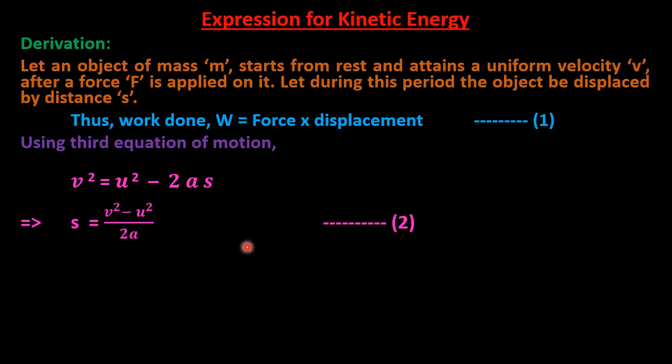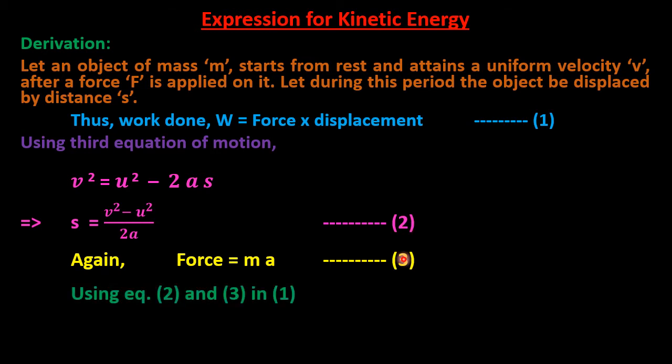Now the force, by definition, is mass into acceleration. Let this be equation number 3. Now we have to replace the force and displacement by the expressions from equations 2 and 3. Using equations 2 and 3 in 1, replacing the value of force and displacement, we get work done equals force, meaning mass into acceleration from equation number 3, into displacement, meaning v square minus u square by 2a, which is from equation number 2.